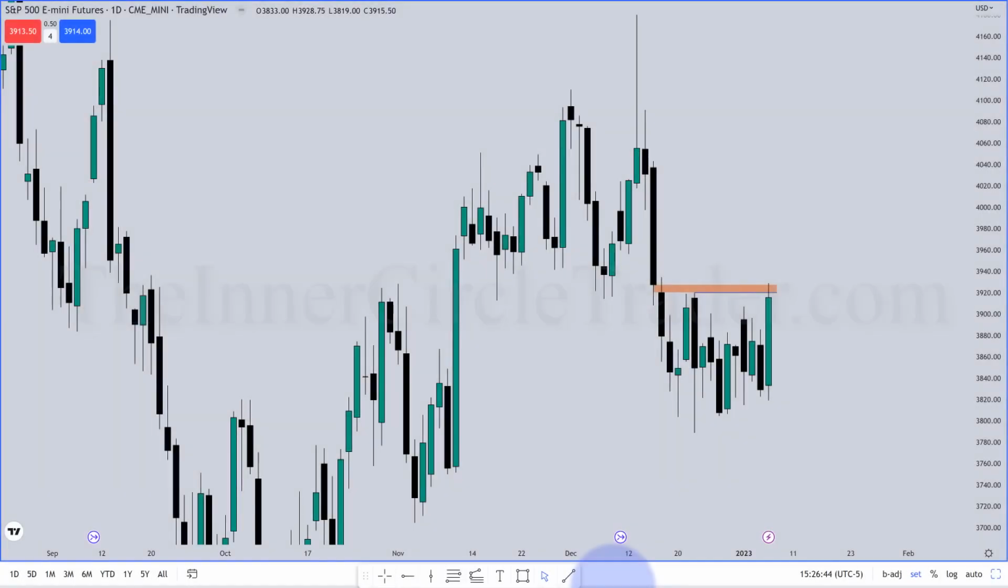We're going to be doing a quick little review on Friday's price action. All right, so here for ES, this is our daily chart. We won't be looking at NASDAQ today, so my focus was on ES, as you all know.